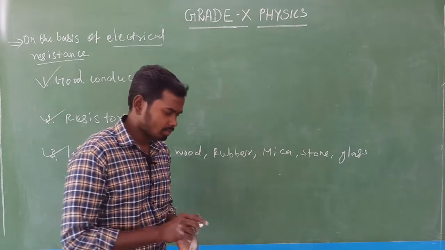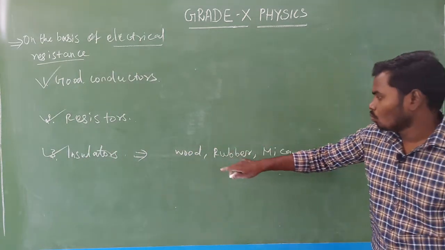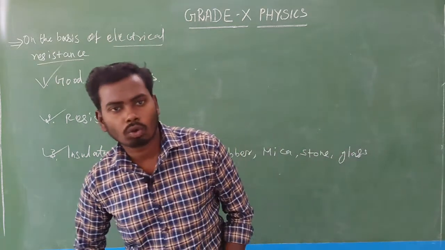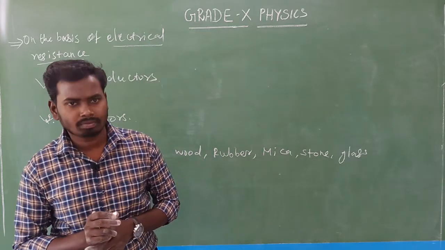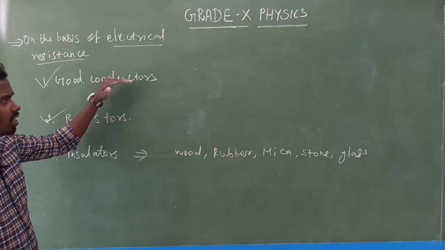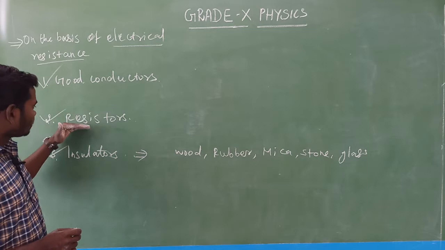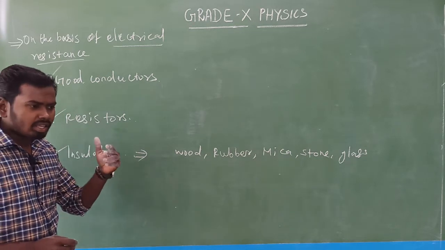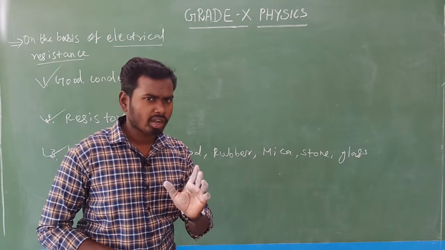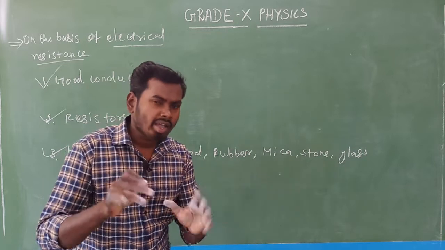Next question arises here. Why do insulators such as wood, rubber, mica, stone, glass never allow the current to pass through them? Look at here. These good conductors have a less amount of resistance. These resistors have a moderately high amount of resistance, comparatively high. Not a very low resistance, not a very high resistance, moderately high resistance.